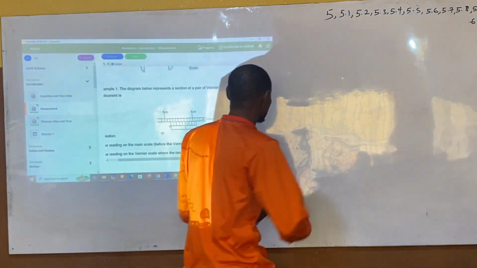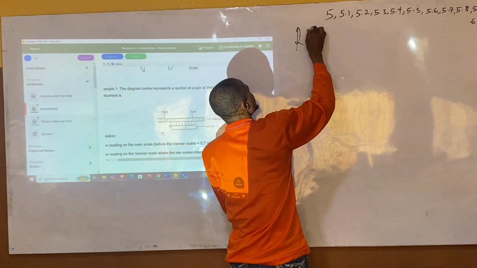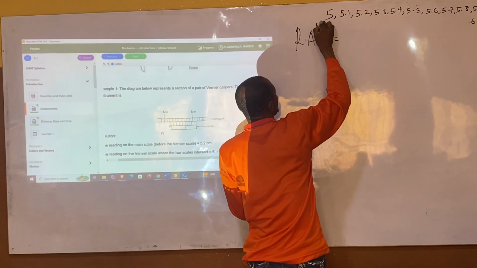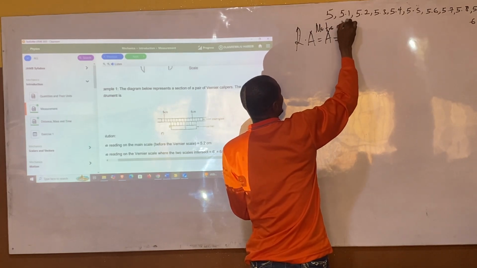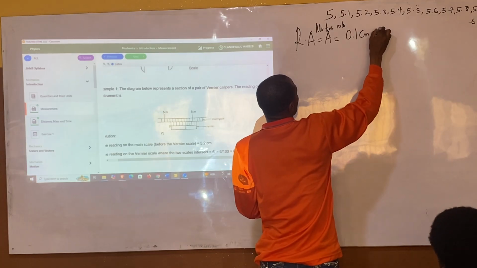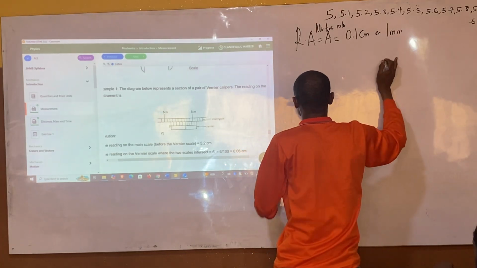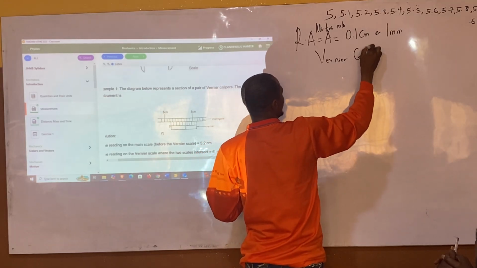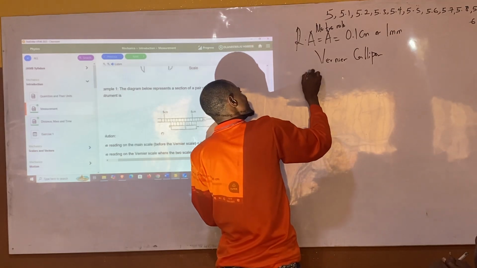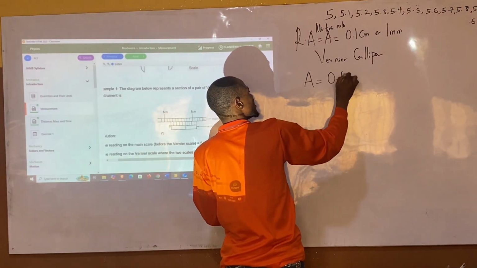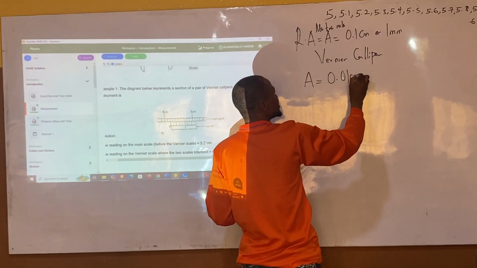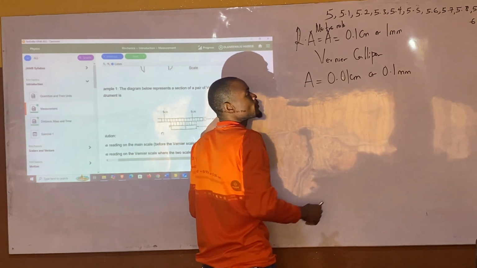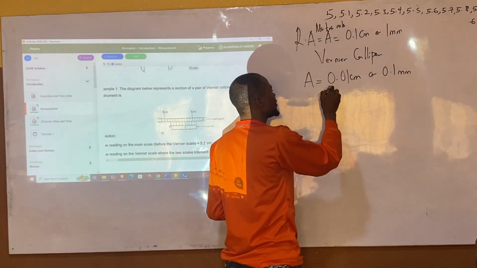0.1 centimeter. If it is centimeter, reading accuracy, so I'll use capital letter A. For meter rule, what is it? 0.1 centimeter. What of millimeter? For vernier caliper, the reading accuracy is 0.01, we are increasing by 0, right? Centimeter or what? Millimeter.